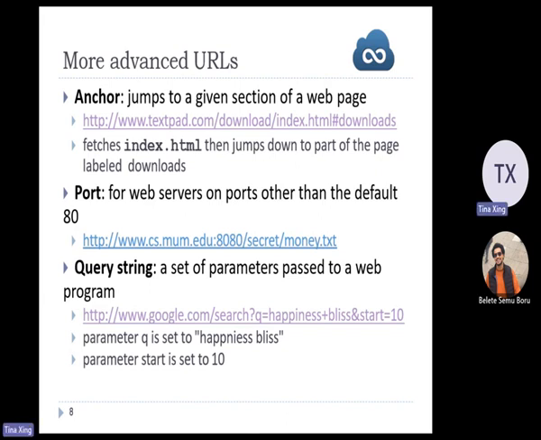Another one which is used frequently is the query string, and it's a set of parameters passed to a web program. Take a look here. The query string is after the question mark, you have key value pairs, okay, separated with the ampersand. And on the server side, we will learn after we get to Node. Depending on what kind of query you are doing, we will learn how to grab the values on my server side to do some task. And here, let me show you one.